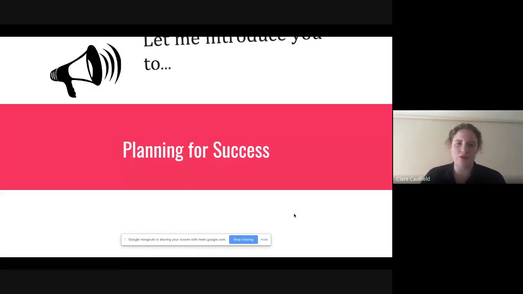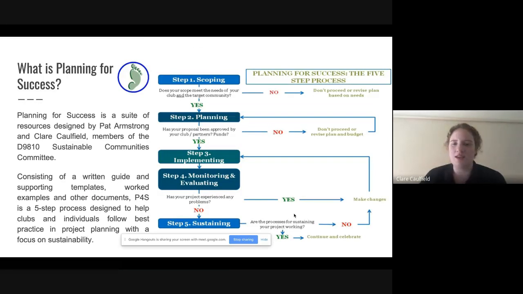So let me introduce you to what we call planning for success. And you can see in the diagram here that it is a 5-step process with lots of feedback loops. And where planning for success came from is that it's a suite of documents that was created by myself and my Rotary mentor, Pat Armstrong, as part of our work on our district's Sustainable Communities Committee. So we just heard about how now Rotaractors are encouraged to be part of district committees.